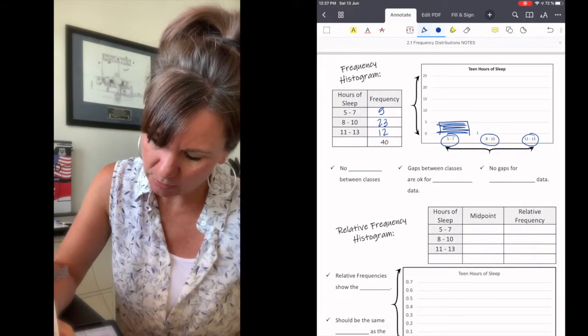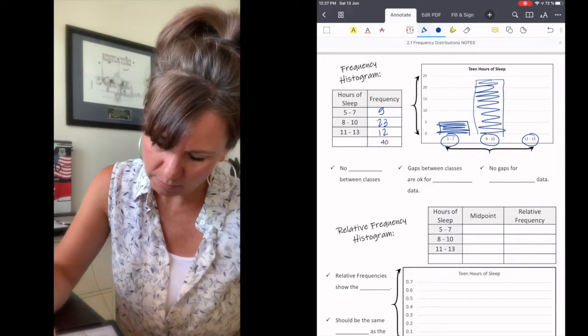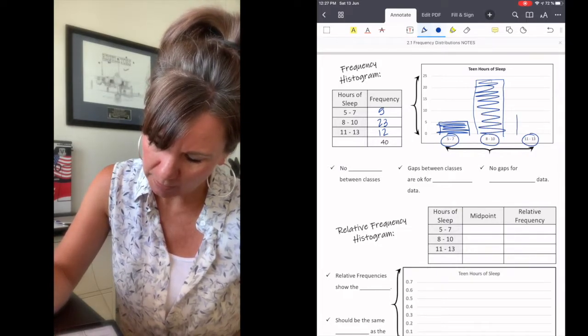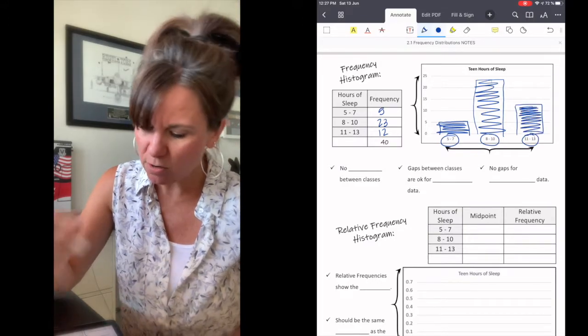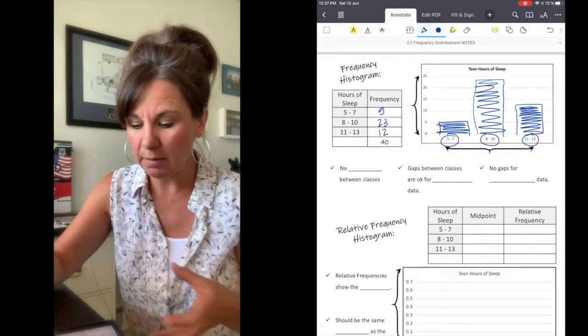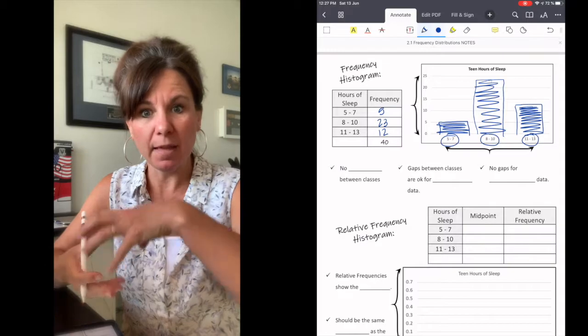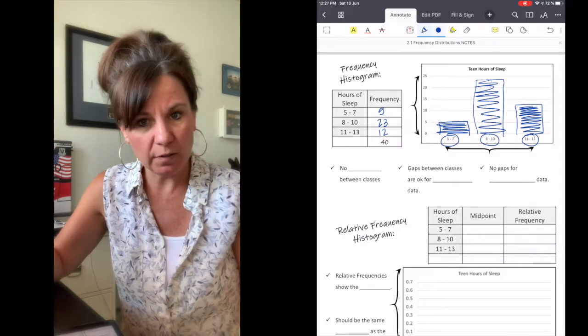8 to 10, that's 23. Kind of a crooked bar. 11 to 13, that's 12. It's about here. Now we have a picture. You can glance at that and immediately you can see that most teens, because that middle bar is so high, most teens get between 8 to 10 hours of sleep at night.